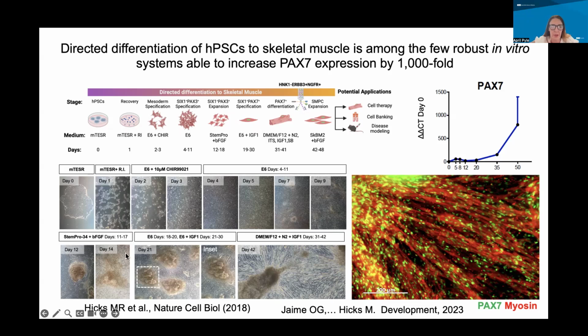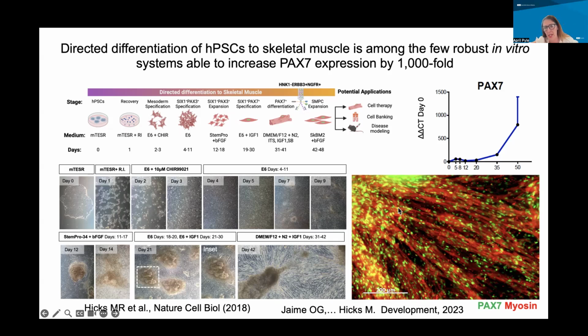And then eventually we switch to media that supports these PAX7 cells. So things like basic FGF are critical. IGF is important. We've shown that without these you don't get as good specification of PAX7 cells. And then eventually from these regions where you see these clusters, you will see these muscle cells growing out. This work is published, so you can read more about it. There's also a newer paper that steps through some of the specifications that I think is also a nice read.